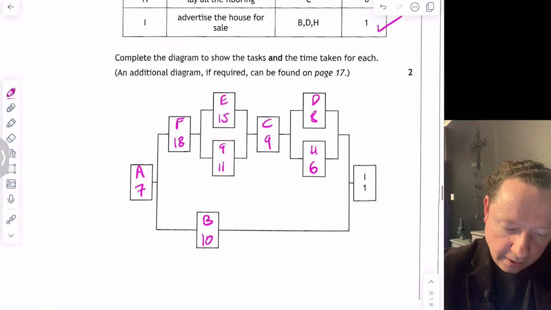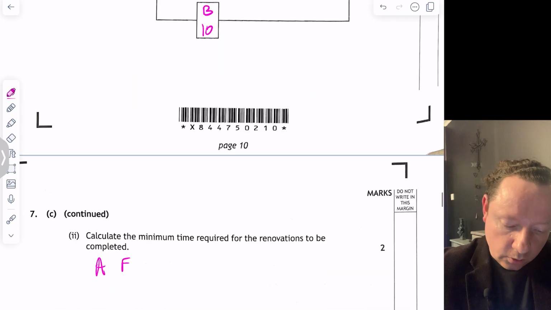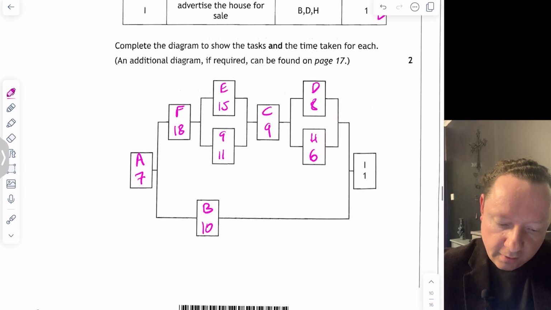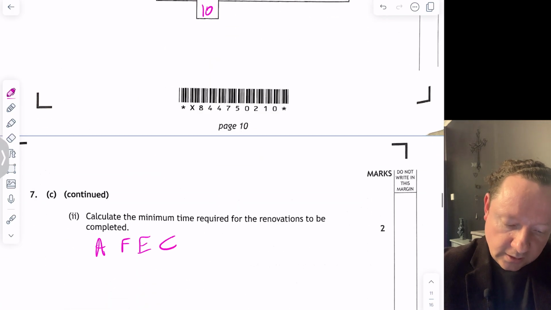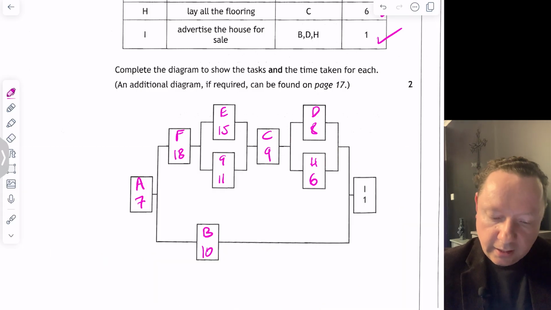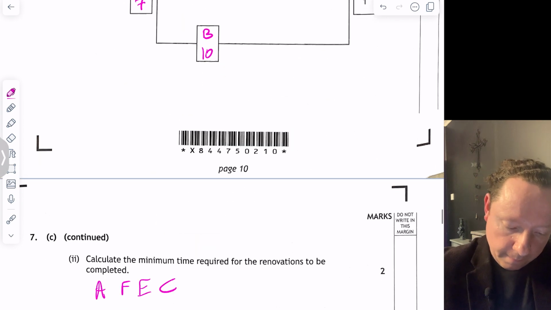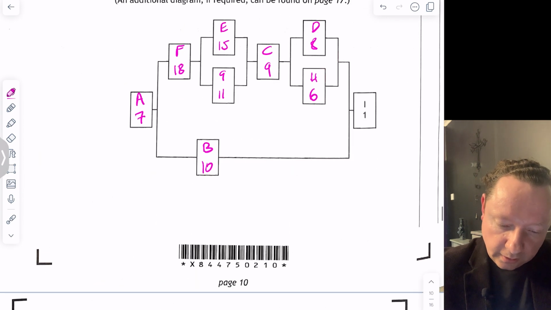And then after F, it's either E or G. Now, E takes 15 and G takes 11. So I'm going to have to do E, and G's just going to have to hang out. So that's E. And then I get C. And then similar thing, I've got two tasks, D and H. D takes 8, H takes 6. H is going to wait until D is finished, so it's D. And then after D is I.